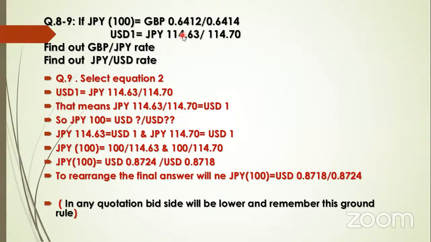So adopt the same simple mathematical formula. 114.63 Japanese yen is equal to $1, 114.70 Japanese yen is equal to $1. Then 100 yen is equal to how much? So 100 yen means 1 divided by 114.63, 1 divided by 114.70. Directly you divide, then the final answer will be like this. In the final answer you have to rearrange. Why, boss? Because buy low, sell high. Understood or not? Again, please go through.